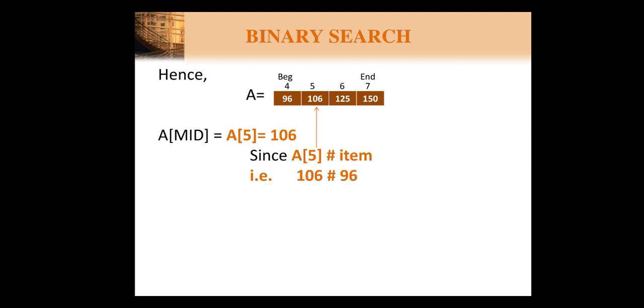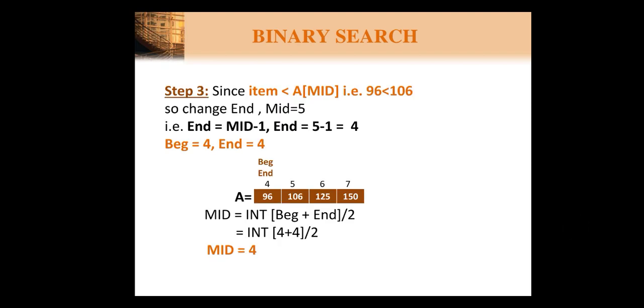So atom is smaller than A of mid, so our atom is present in the lower portion of the array. If atom is present in the lower portion, we need to change the end position. How do we change the end position? With the help of the formula mid minus 1. Now what is the value of mid? Mid is equal to 5. So end is equal to 5 minus 1, which is equal to 4. Beginning stays as it is. Beginning is not changed, but end gets changed.